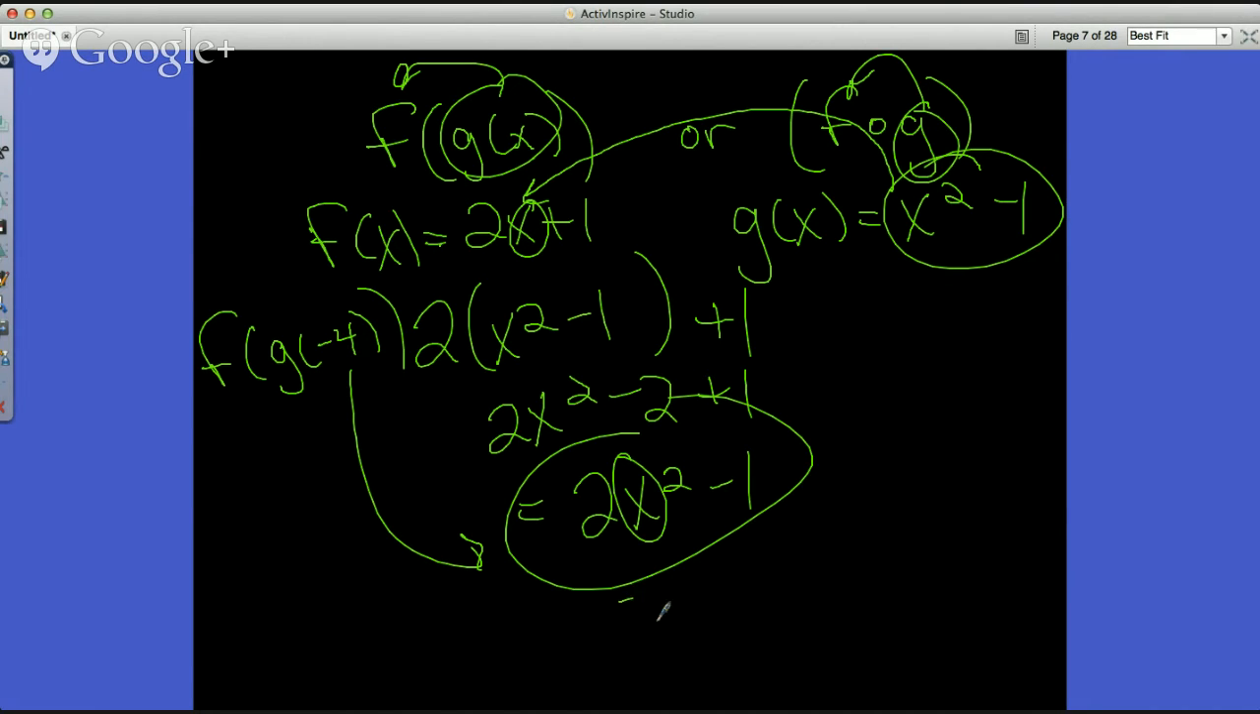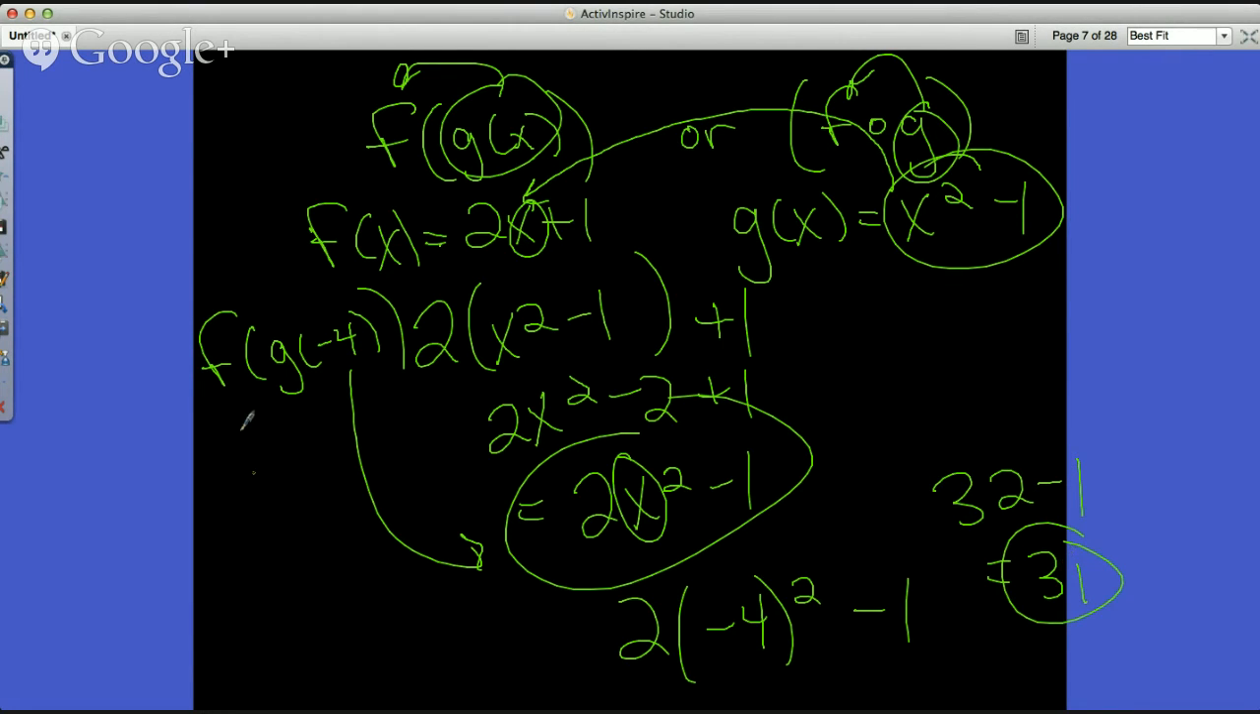So it should look like this. 2 times negative 4 squared minus 1. So what's negative 4 squared? 16 times 2 is 32. So 32 minus 1 gets me 31 as my answer. So when you say f of g of negative 4, I know that sounds really weird. We know that solution will be 31.